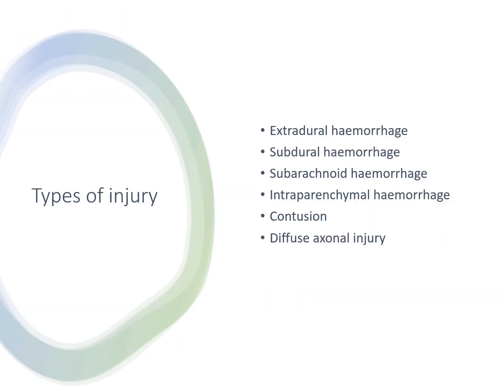There are lots of different types of brain injury: extradural, subdural, subarachnoid hemorrhages, intraparenchymal hemorrhages, more diffuse cerebral contusions, and diffuse axonal injuries, and we do see all of these things in TREE.